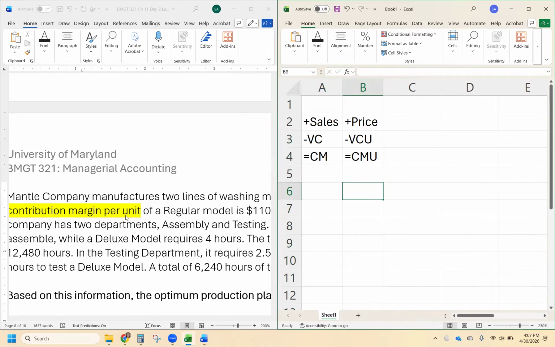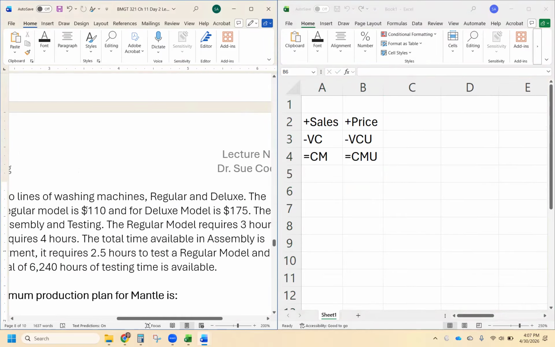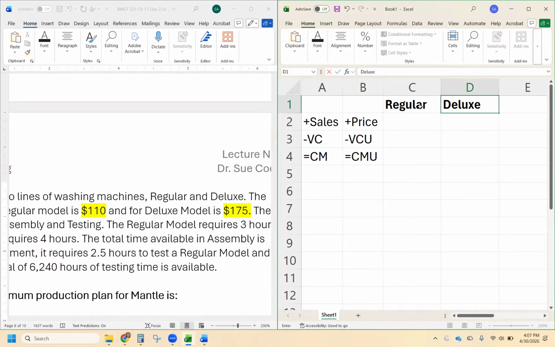I know that. And that's the information that it's giving me. And I haven't even read the rest of the question, but I know what contribution margin per unit is. So I'm going to write down that little formula just to contextualize it for myself. So I'm like, okay, so here's what's coming. CMU. What is CMU? Oh yeah, I know what CMU is. It's price minus variable cost per unit. Okay, so now I know kind of where I'm at. It says regular is 110 and deluxe is 175. So that must mean that I have 2 columns here. So regular and deluxe.